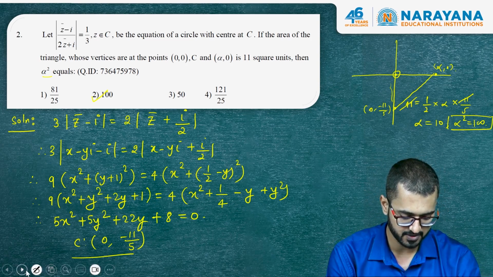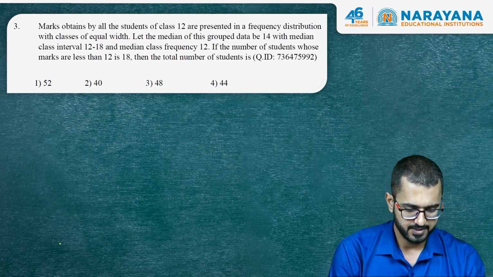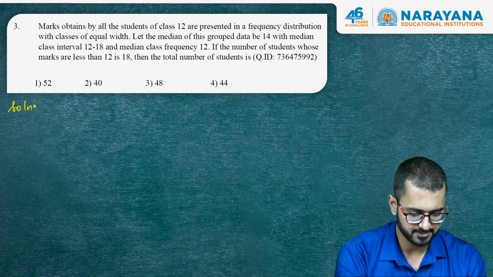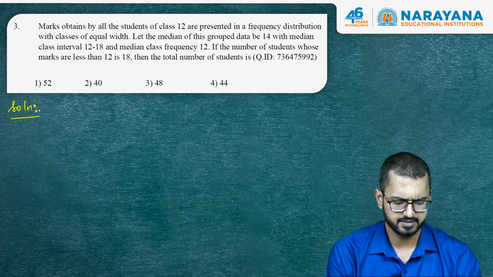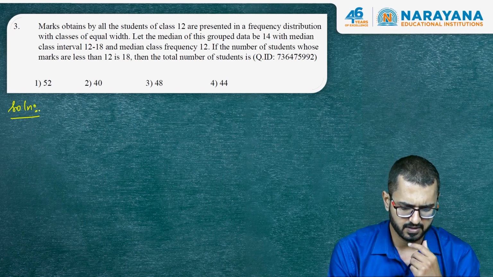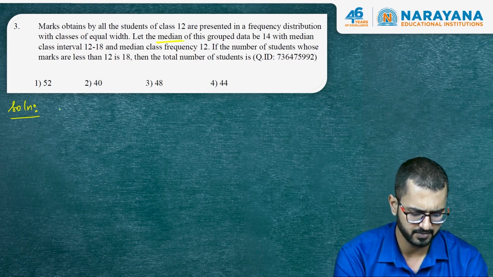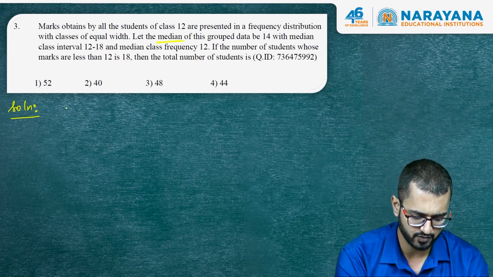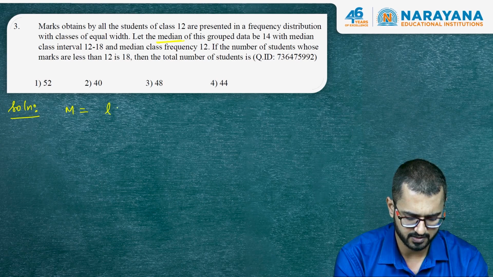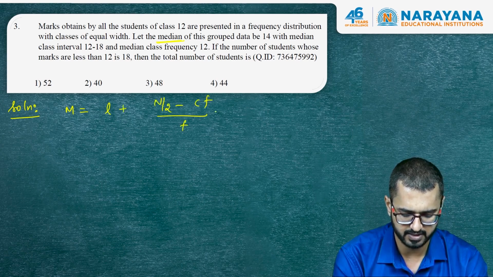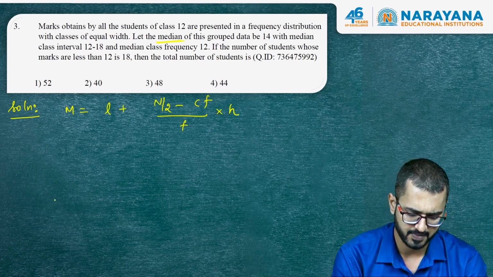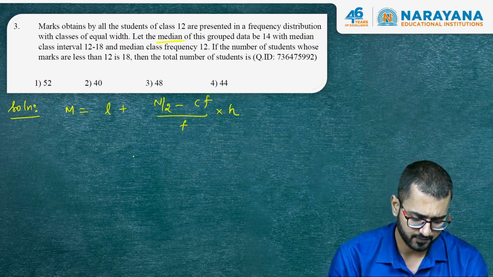Okay, moving to the next part. So this question is from statistics. It says marks obtained by all the students of class 12 are presented in a frequency distribution with classes of equal width, no problem. So this question is related to the median of this grouped data. We'll write down the median formula first. So the median formula will be M is equal to L plus (n by 2 minus CF) over f into height, correct? So this is the formula for median.